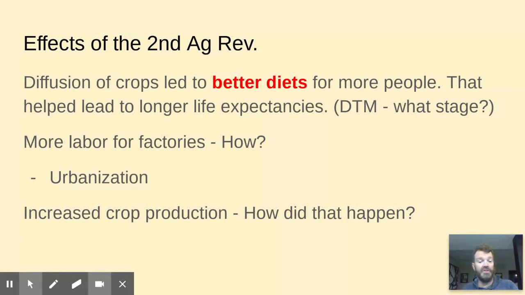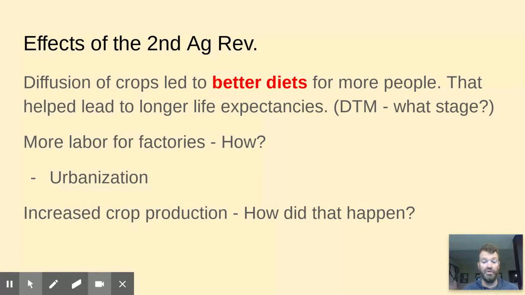When you get to stage three, the population starts to go down because people become more educated. So, more labor for the factories, because those people that used to work on farms are now moving to the cities to work in those factories. So urbanization, the growth of cities, becomes a big deal. And then there's massive crop production. It's increased big time, and that happened because of the mechanization, because of the new things that were available.